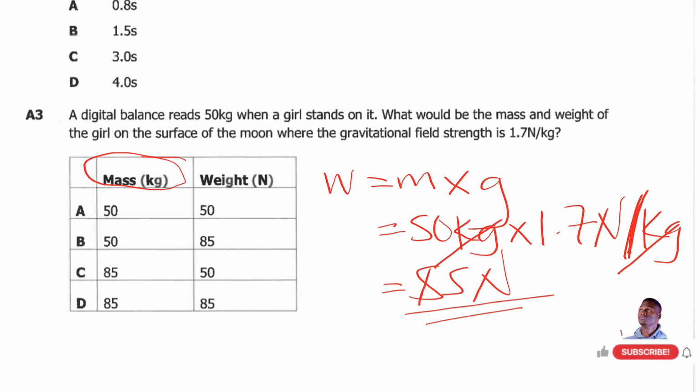Then mass does not change. So mass 50, weight 85. So B is the answer here. It is as simple as that. Okay, let's go to question 3.